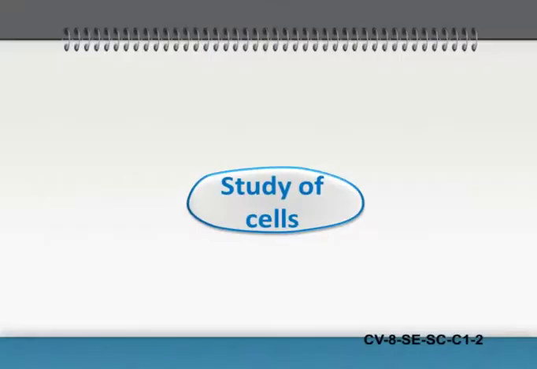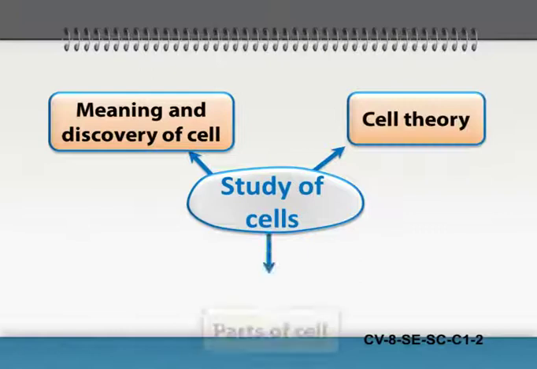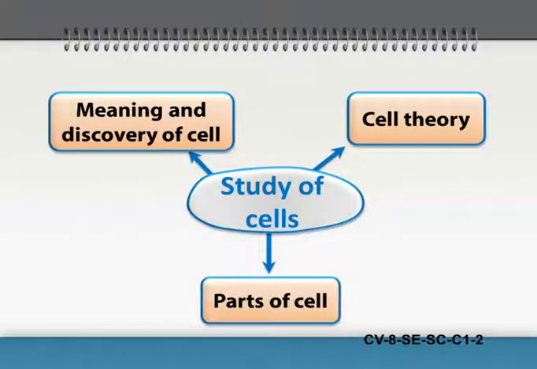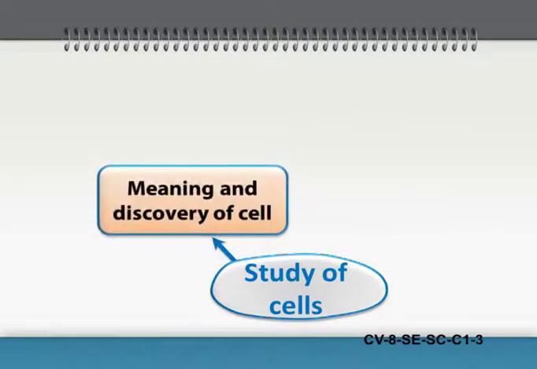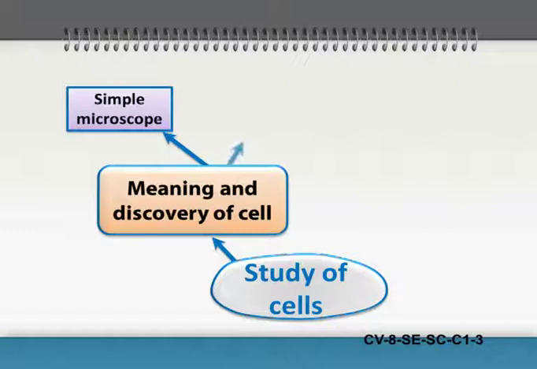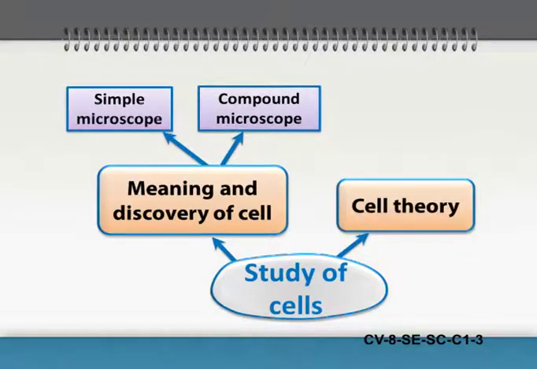Children, in this chapter, the important concepts are meaning and discovery of cell, cell theory, parts of cell. In this capsule, we will know about meaning and discovery of cell, microscope, under that simple microscope and compound microscope. Cell theory, under this process of osmosis.